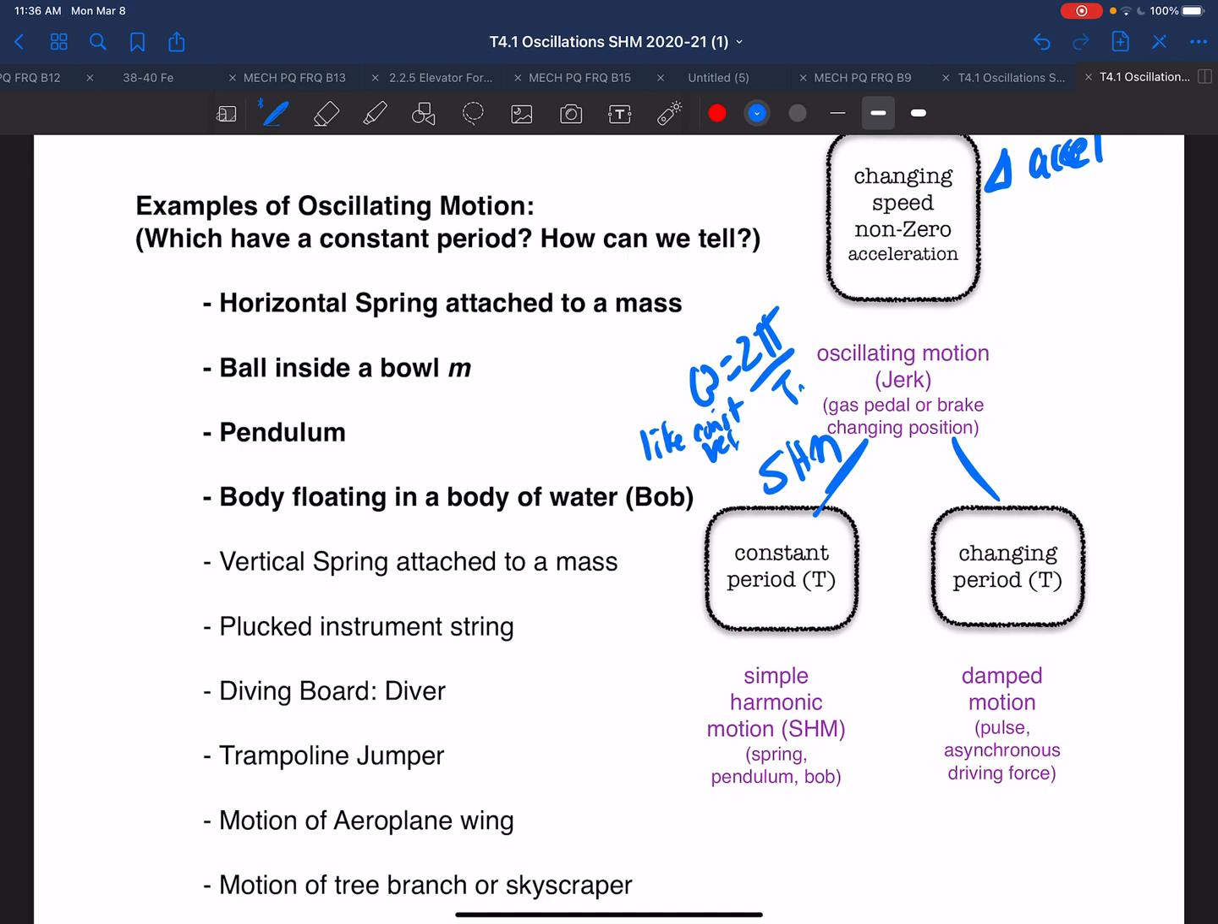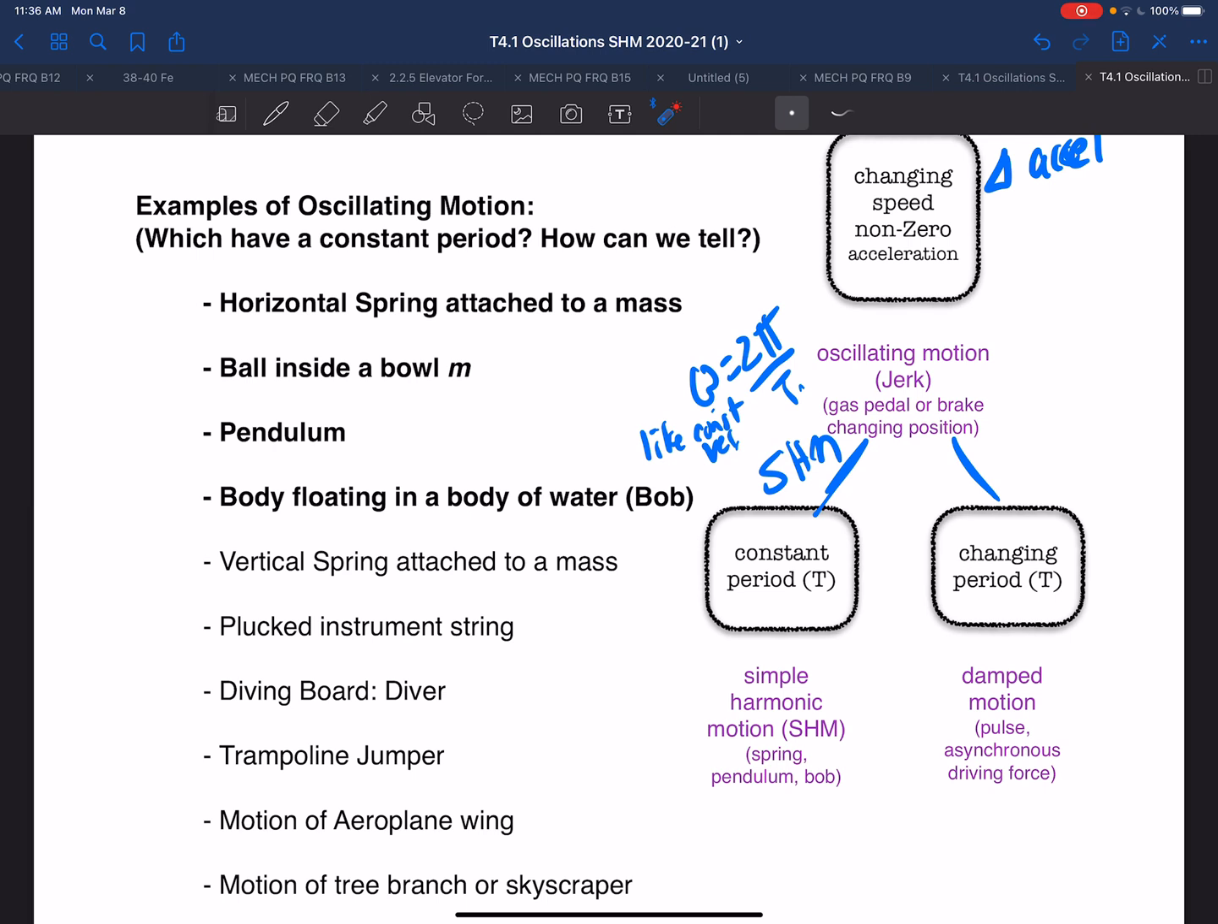So the first thing is, we want to know, which ones have a constant period? That's what must happen. It means there's a constant omega. And how can we tell is an interesting question we're going to get at when we look at a few examples we'll study. So one example is a horizontal spring attached to a mass. And it's hard to visualize, almost impossible to create, but if we imagine an air track with a mass on it attached to a spring that can both compress and stretch, it would be moving back and forth.